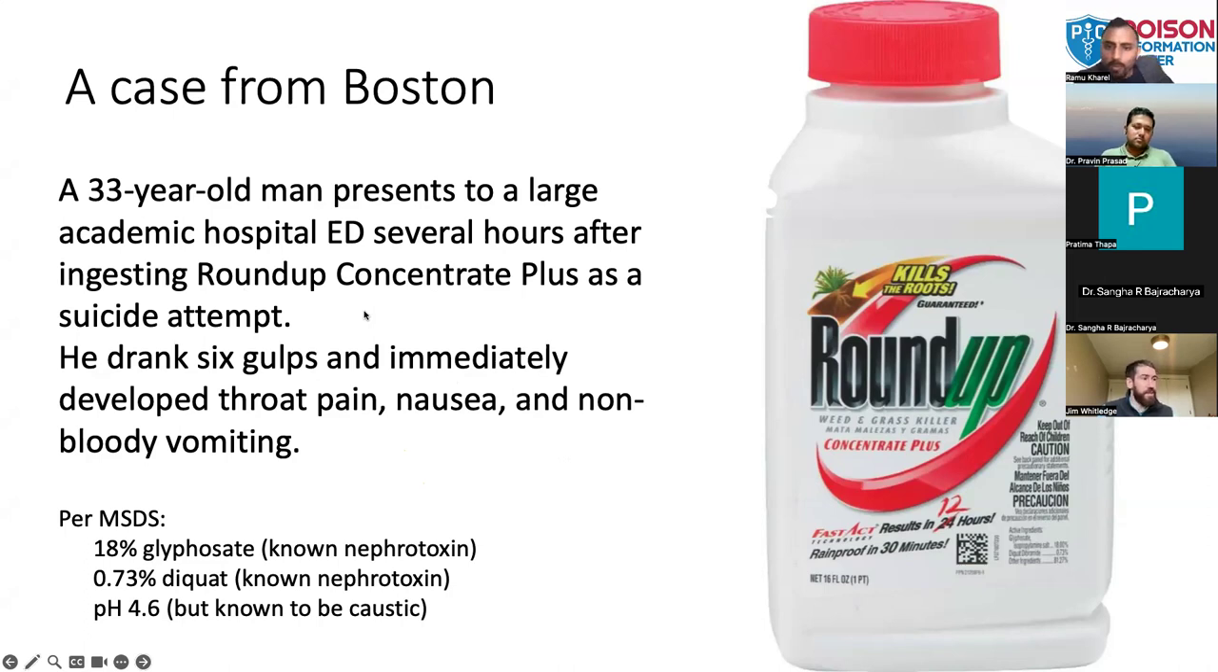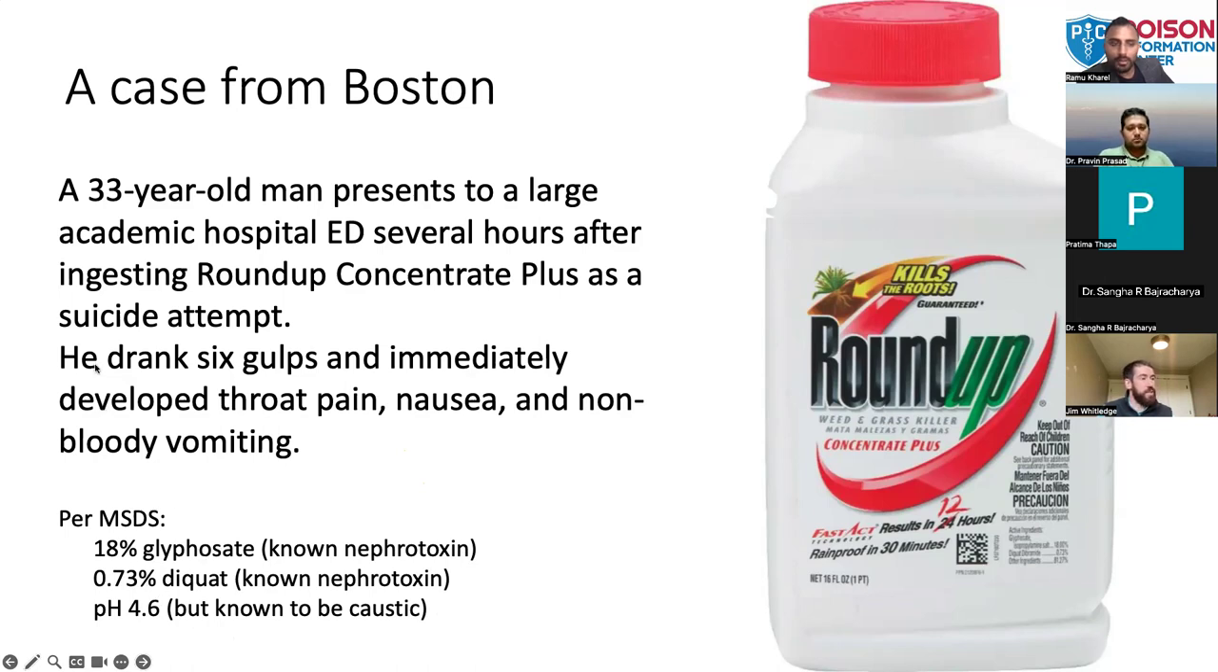We looked at the material safety data sheet, and we realized that this had 18% glyphosate, which is an herbicide and is known to be nephrotoxic. There was also 0.73% diquat, which is a known nephrotoxin as well. The pH itself was not very concerning. It was only 4.6, so not particularly acidic, but we do have a fair amount of data suggesting that both these agents are fairly caustic.